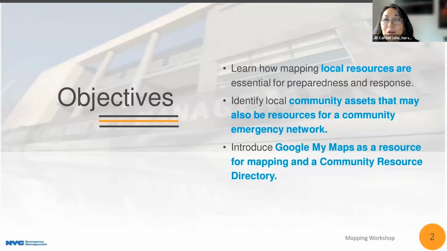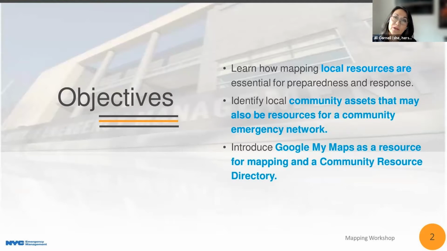My name is Jill Cornell. I'm a community engagement specialist at New York City Emergency Management. And today, I just want to go over some objectives for why we're holding this workshop. We want to show you how local emergency networks, or local communities really, that are thinking about becoming an emergency network can map local resources and assets that may be useful for preparedness and response.